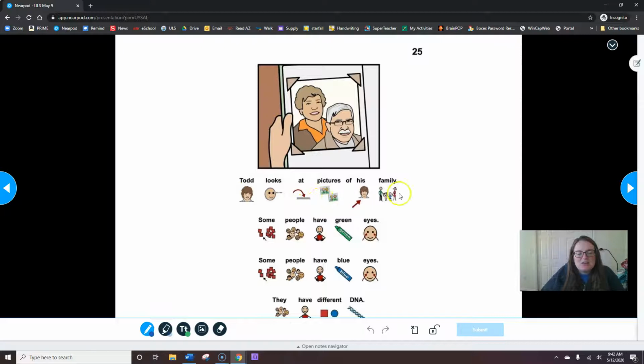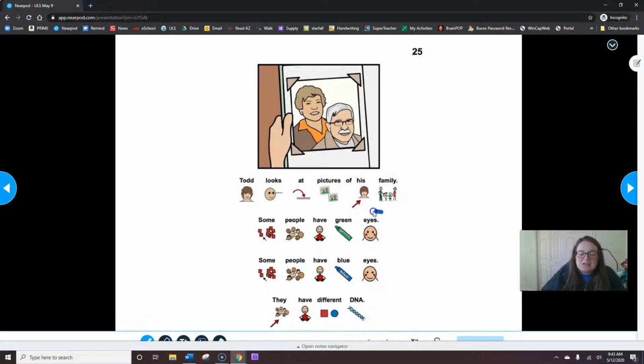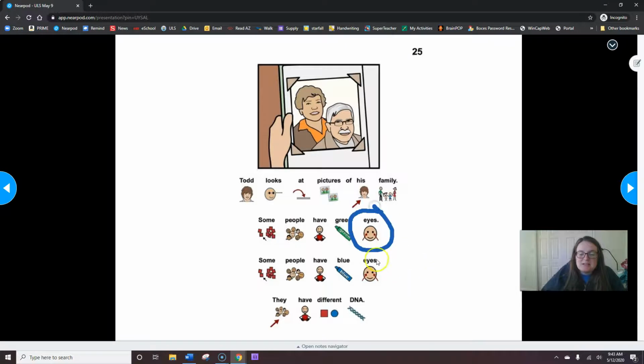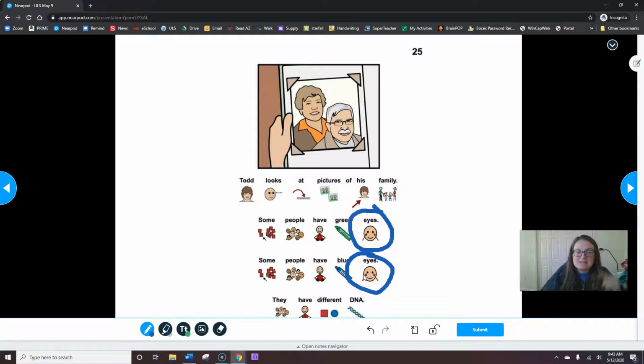Todd looks at pictures of his family. Some people have green eyes. Some people have blue eyes. They have different DNA. So one of the traits he's studying is eye color. So let's circle eyes. Eyes comes up twice. We circled eyes. He's talking about eye color. What color are your eyes? My eyes are blue. What color are yours? When you're done circling eyes, hit submit.